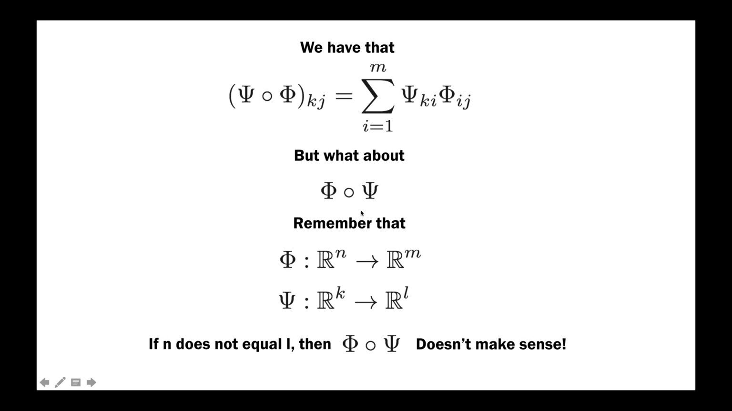What if we try to do things in the opposite order? What if we wanted to act on a vector with C first and then phi? Well, remember how we've defined this. Phi maps Rn to Rm, C maps Rk to Rl. If n does not equal l, then phi of C doesn't make sense because C will take vectors in Rk, map them to Rl, but if n doesn't equal l, then these are different spaces, so phi can't operate on the vectors that C produces if l doesn't equal n.